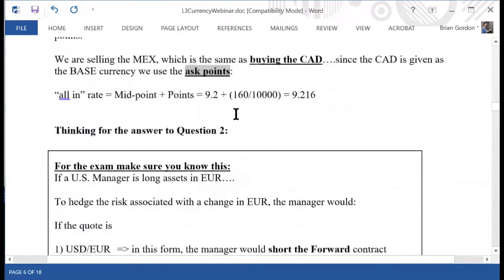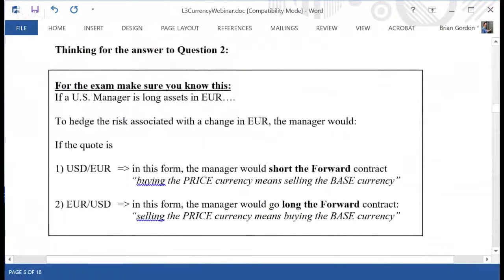So I want you to think about this, and I put together a little exercise for you just to clarify, because it's really critical to recognize what the currency pair is and what we are doing. So just to clarify, here's another example. Let's say we are a U.S. manager, and that is our home currency. And we are long assets in euros. That is our exposure. So to hedge the risk, of course, we want to be able to sell euros.